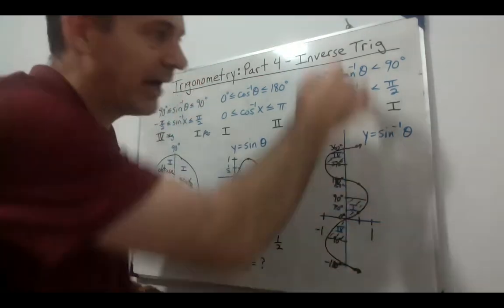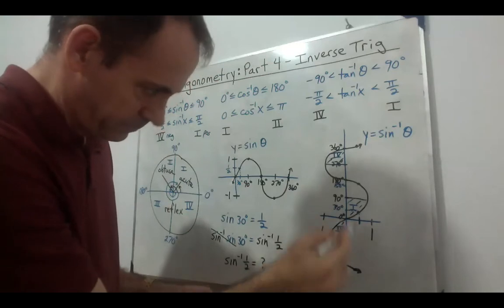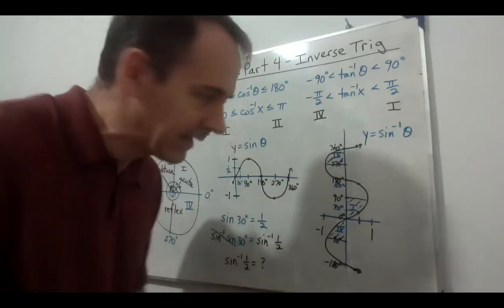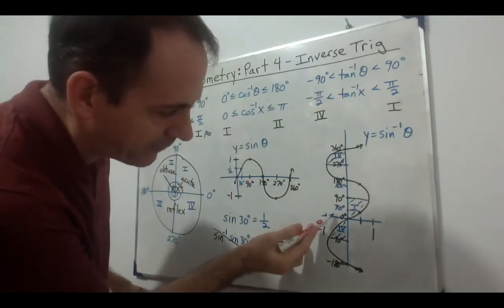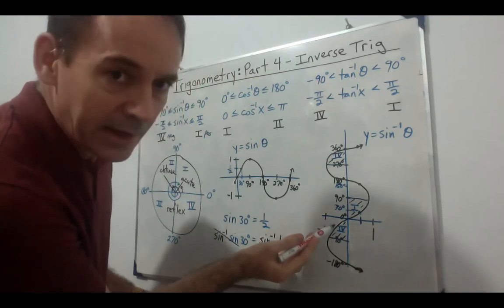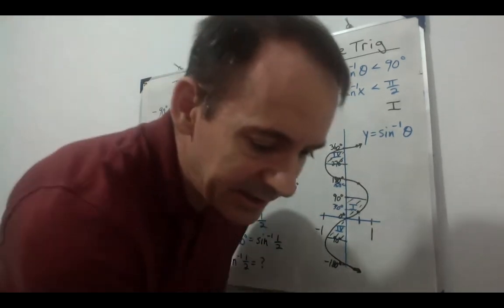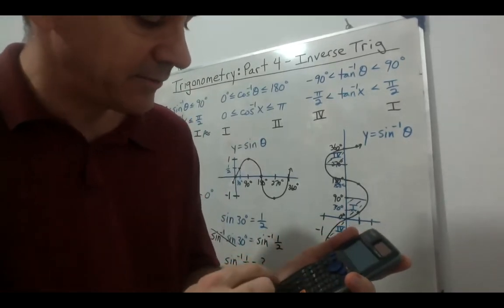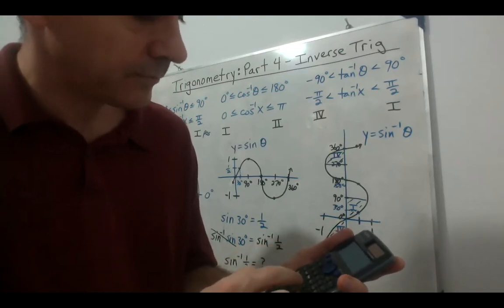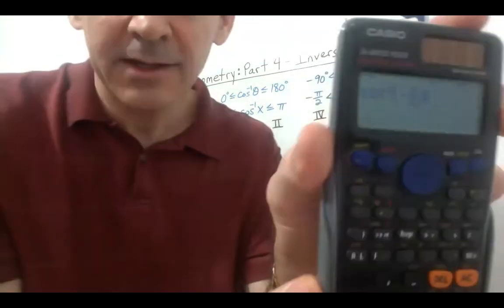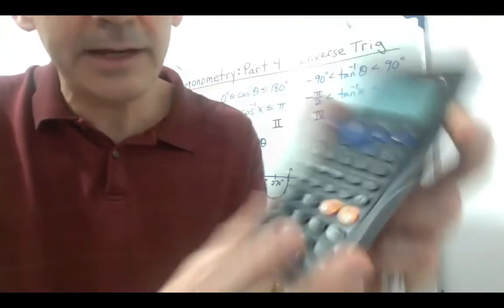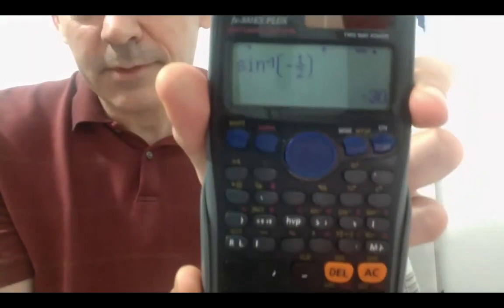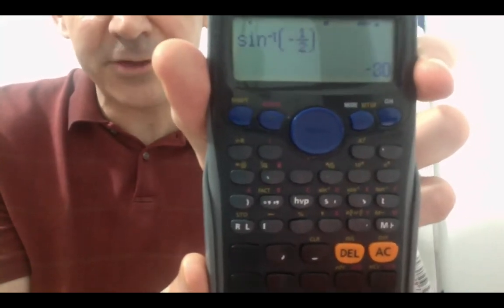That way we only get one answer out of all the positives, and if there's an answer in the negative, you would only get one out of all the negatives. Notice -1/2 would give you -30 degrees. And you can see that on your calculator. If you take the inverse sine of -1/2, it gives you -30. You can see the -30.